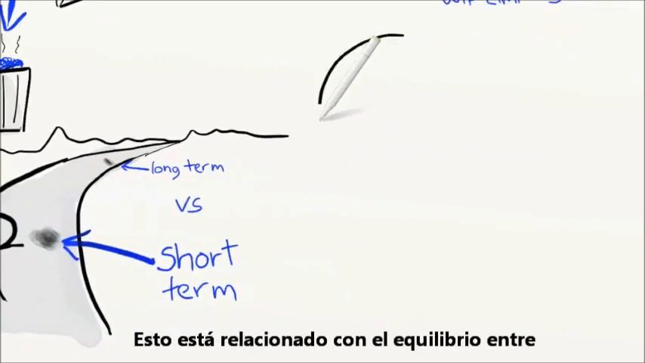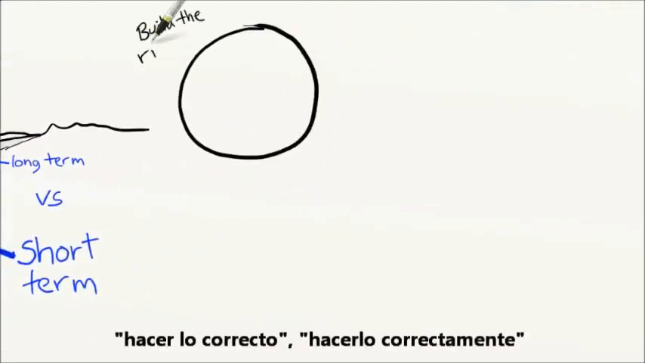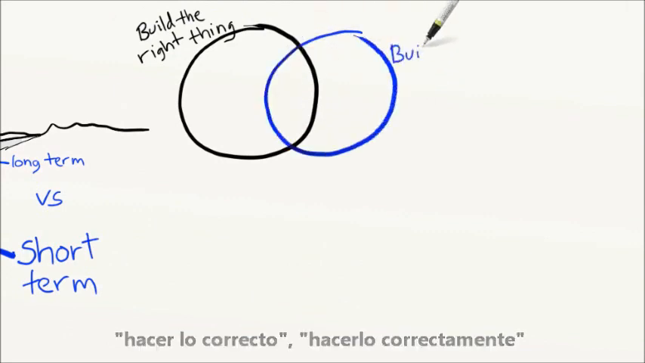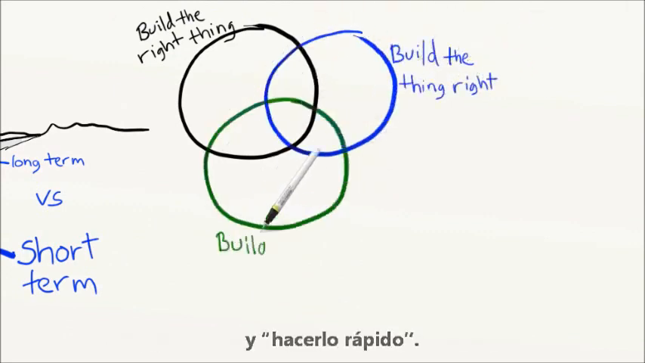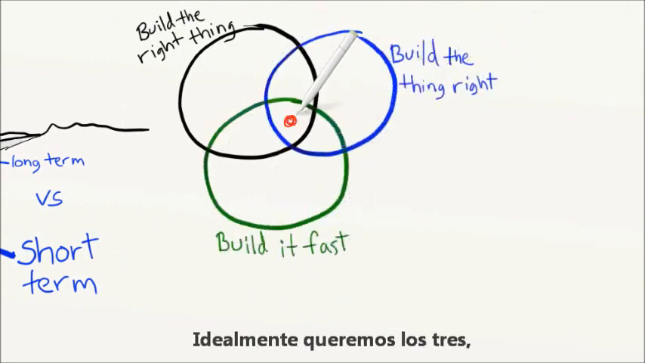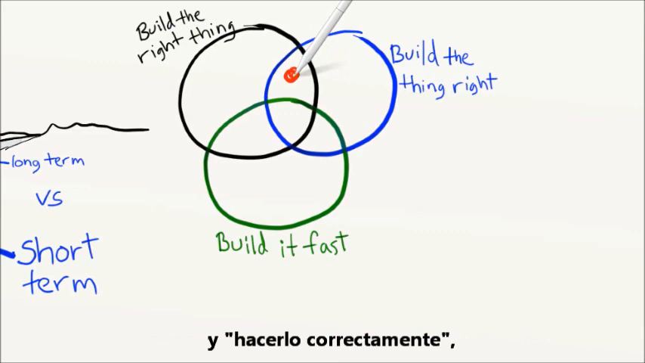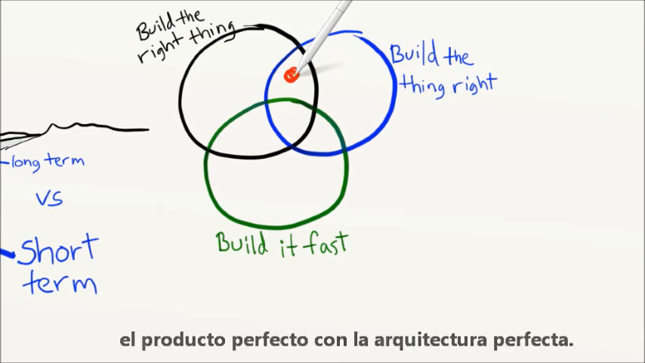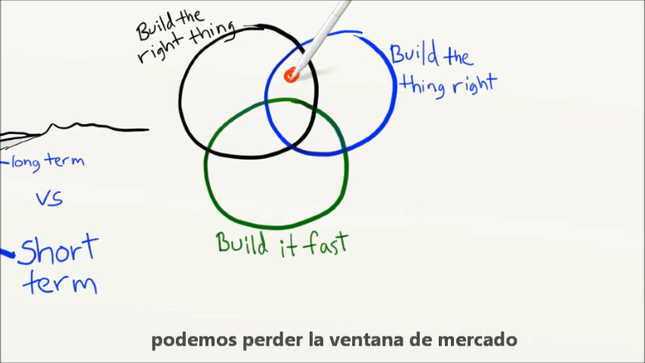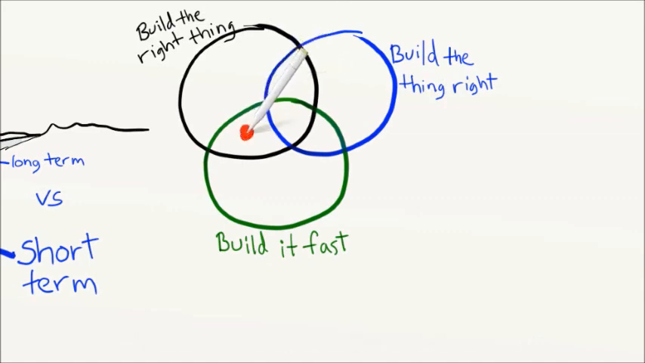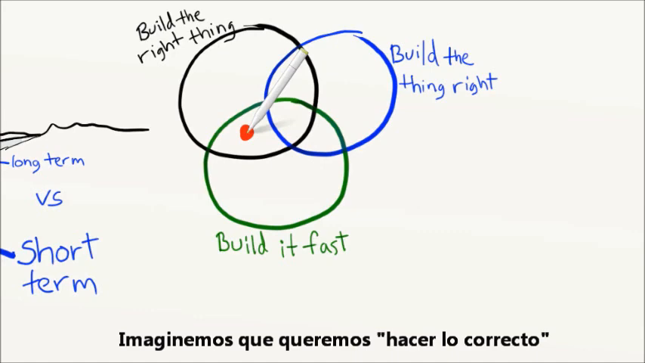And this relates to another trade-off. Should we focus on building the right thing, or building the thing right, or perhaps building it fast? Ideally, we want all three, but it's hard to find the balance. Suppose we are here, trying to build the perfect product with the perfect architecture. If we spend too much time trying to get it perfect, we may miss the market window or run into cash flow problems.